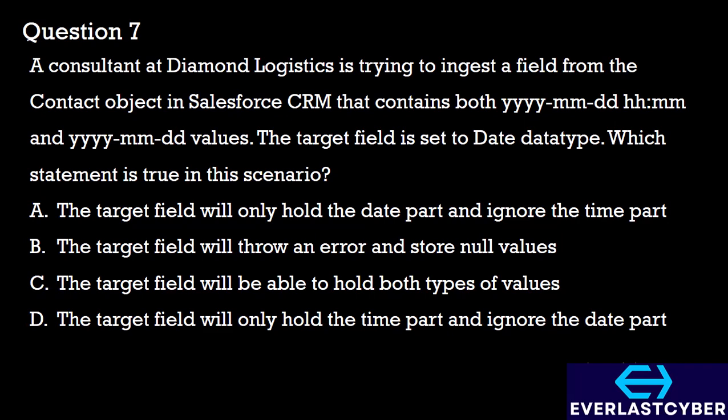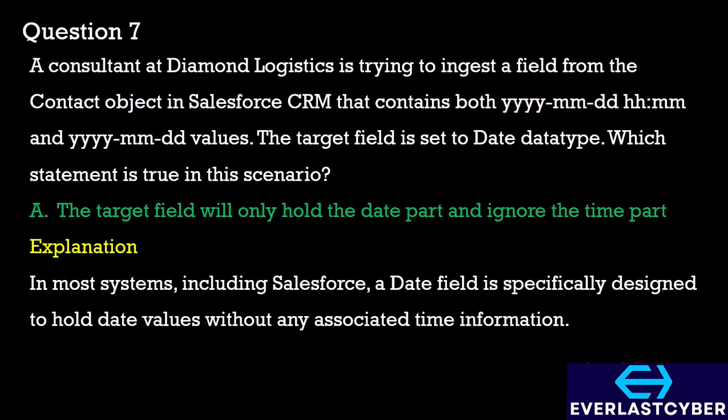Option B is highly unlikely because most systems will handle the excess time information by ignoring it rather than throwing an error. For option C, a date field cannot store time values, so this is also incorrect. And in option D, the date field would only retain the date information, so it would not hold the time part, so that is also incorrect. So our answer here is option A. The target field would only hold the date part and ignore the time parts.